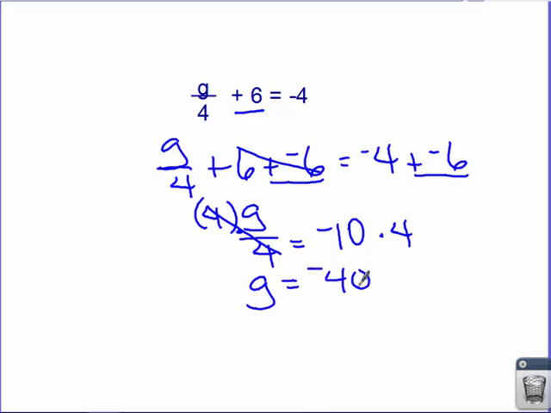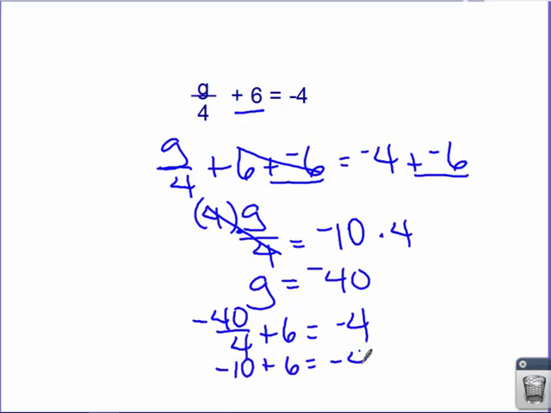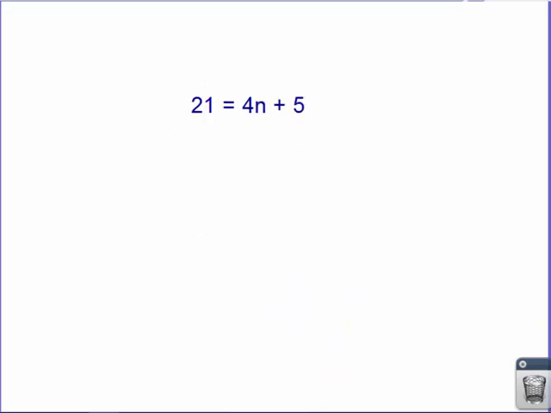So again, if I plug the negative 40 back into my original equation, negative 40 divided by 4 plus 6, does that equal negative 4? Well, negative 40 divided by 4 gives me a negative 10. So negative 10 plus 6 does give me negative 4. Let's try one more, and then you'll be ready for your assignment.